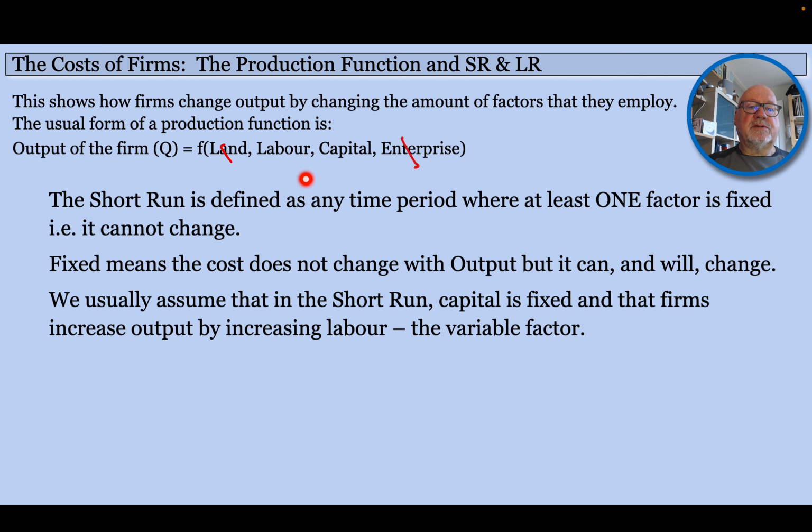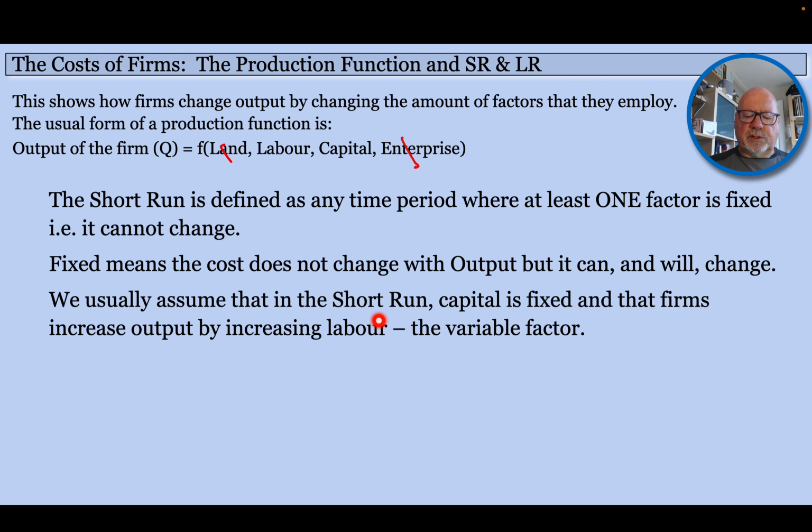You could say enterprise is fixed and land is fixed if you don't want to simplify the argument by saying we just ignore those. So fixed means that the cost doesn't change with output. But one of the key things to remember here is that the costs can actually change, and they do change. So wages will go up, etc. So don't say that the costs don't change. It's that the fixed costs don't change when output changes. Okay, so that's something to remember when you get to some multi-choice questions.